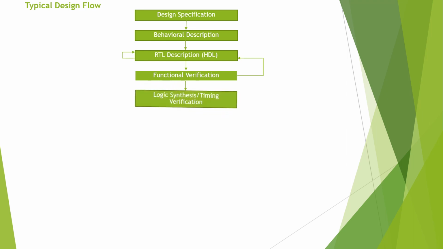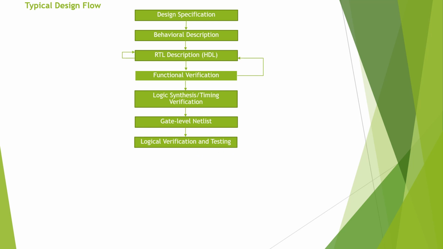Logic synthesis tool converts the RTL description to a gate level netlist. A gate level netlist is a description of the circuit in terms of gates and connections between them. Logic synthesis tools ensure that the gate level netlist meets timing, area and power specification. If there is any issue, then it goes back to the designer and the designer has to fix that design.